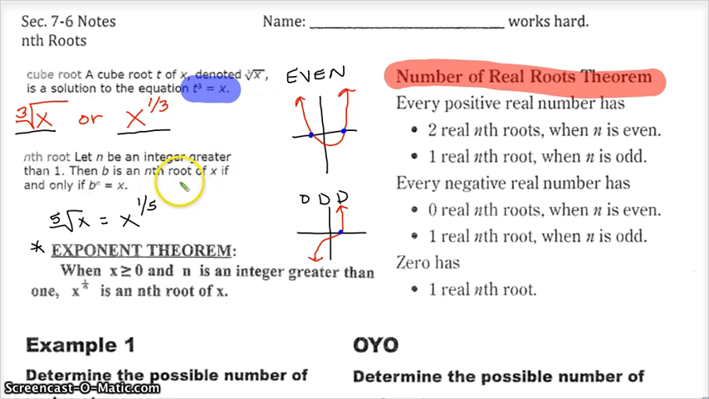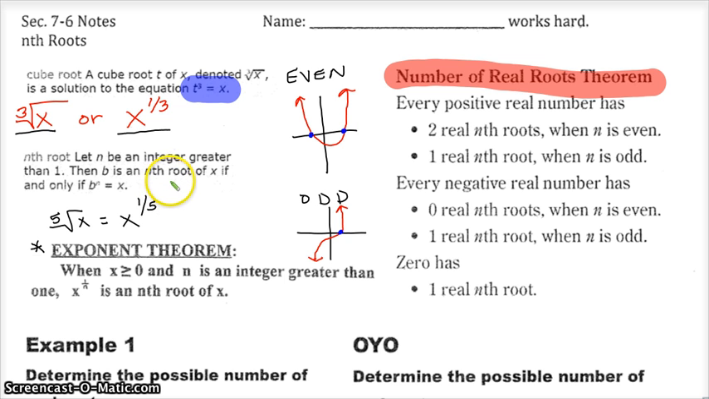I've drawn the graph of the even and the odd functions to help illustrate this. If you notice, even functions that are in the shape of a parabola always intersect the x-axis twice, giving us two solutions. Odd functions, on the other hand, only intersect the x-axis once, giving us only one solution, or root. 0 has only one nth root, and we know that is 0.